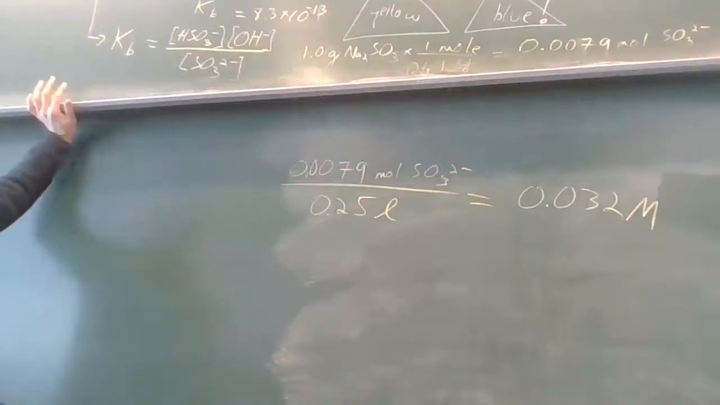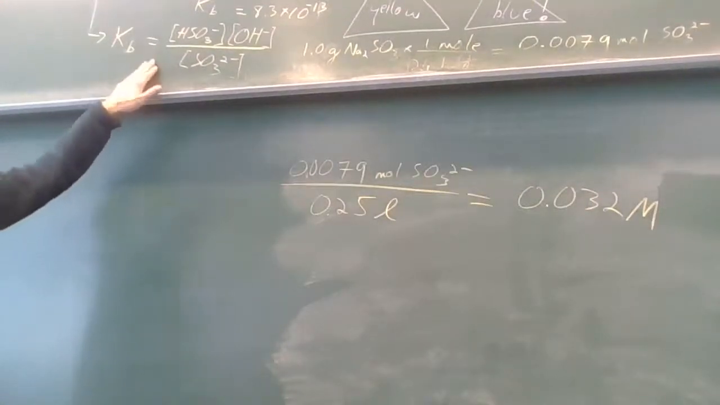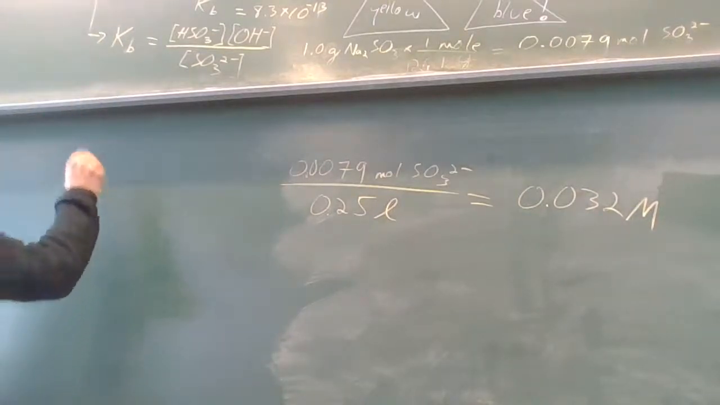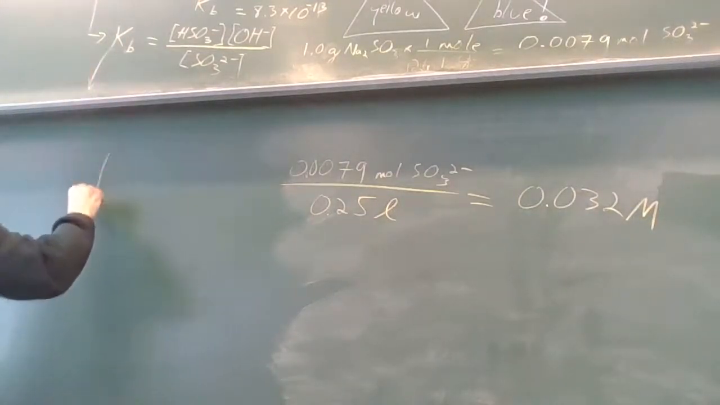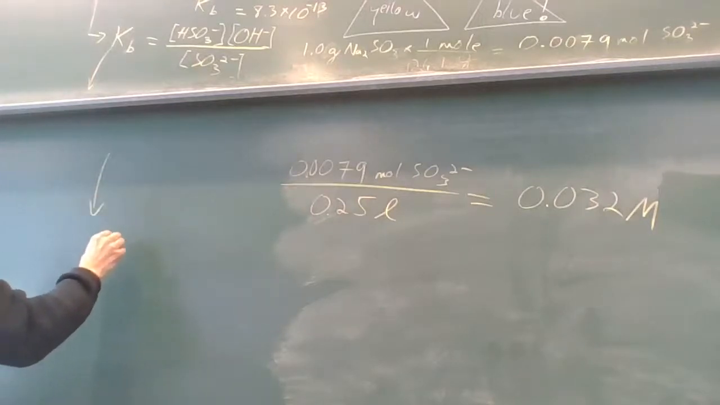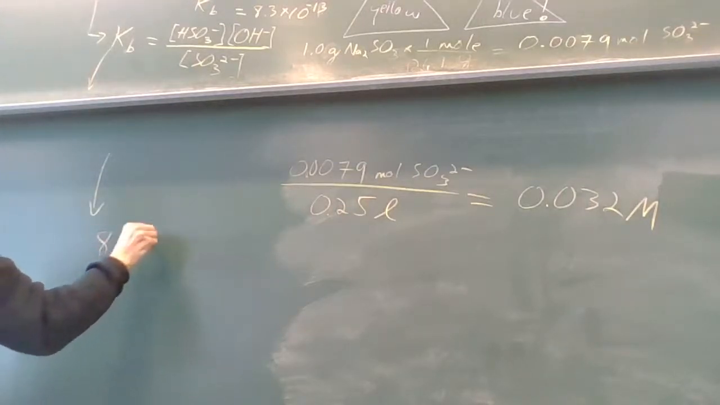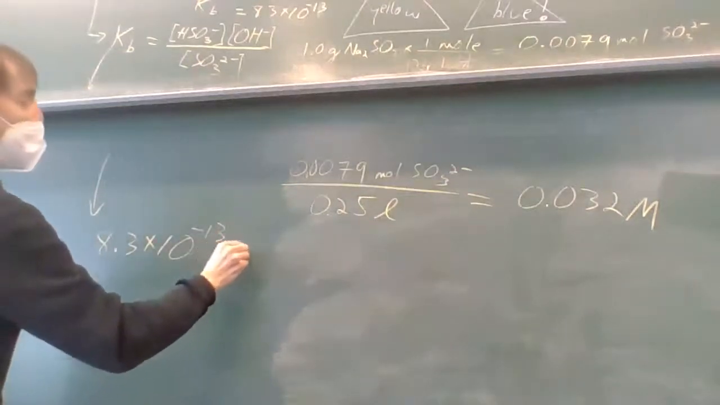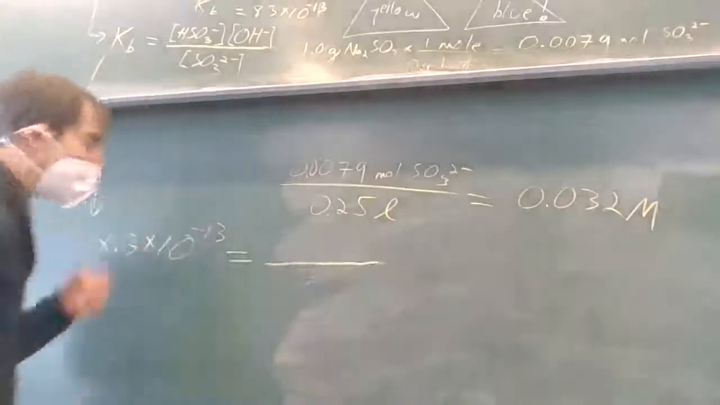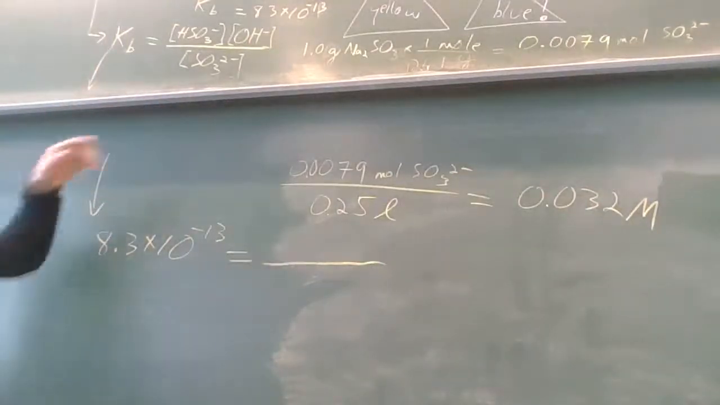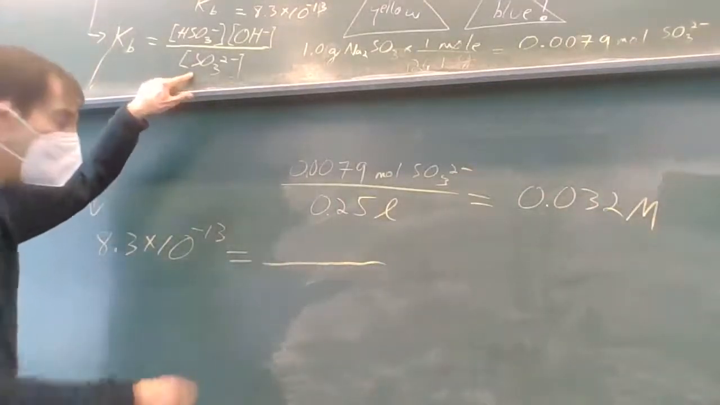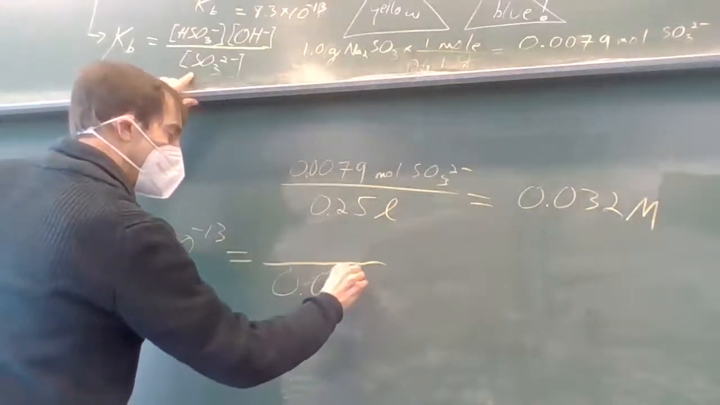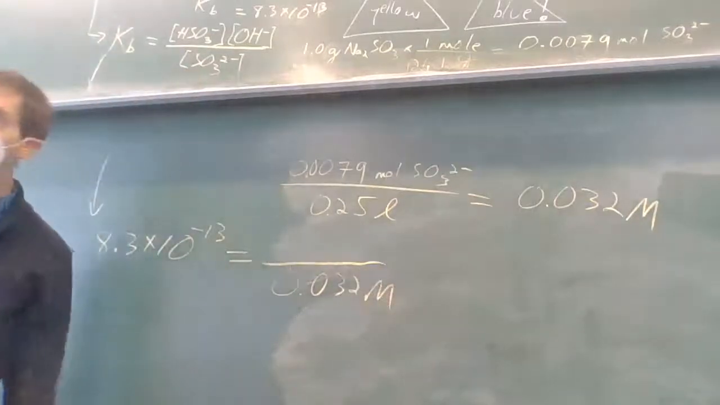And now let's put it in here to the expression I got from Aiden earlier. The KB we know now. So here we go. Bring that down here. So the KB is 8.3 times 10 to the negative 13 equals, this time I know the bottom, don't I? That's the concentration of the ion. So that's what we just got from Anne-Sophie, 0.032 molar. What about the top?